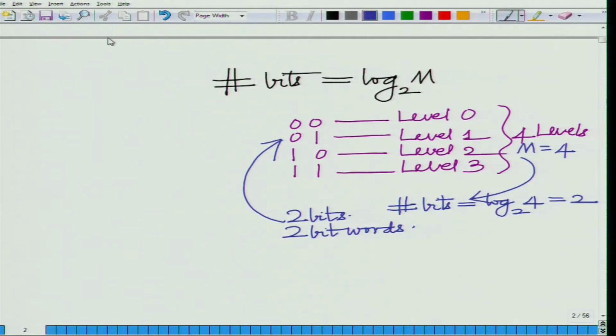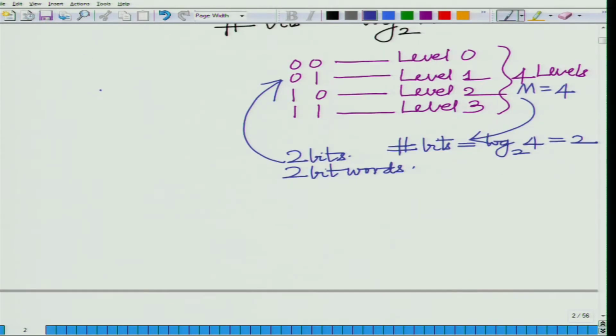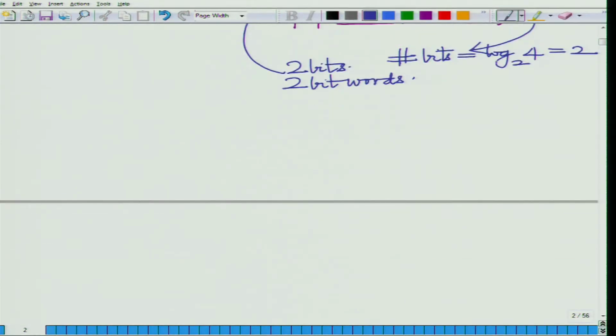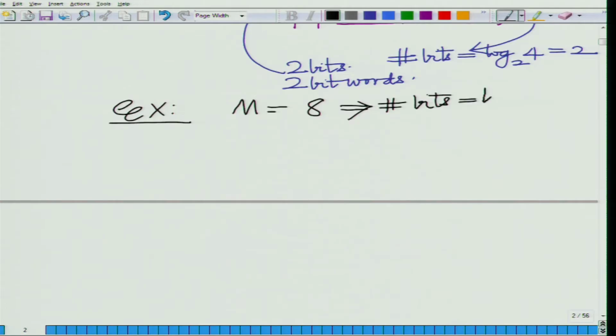So, in an M-ary constellation we can achieve log M to the base 2 bits per symbol, that is each symbol conveys log M to the base 2 bits. For example, let us take a simple scenario where M is equal to 8. The number of bits naturally equals log 8 to the base 2, which is equal to 3.